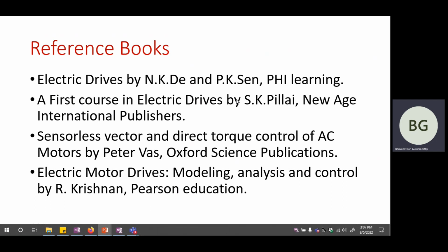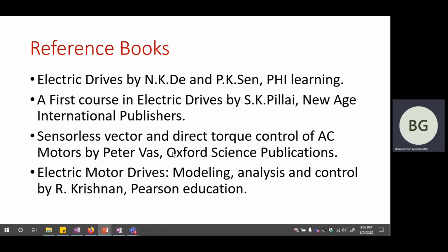There are many other books that are available. These two books, that is N.K. De and P.K. Sen's book, as well as S.K. Pillai's book, have a large number of problems worked out. So it will be quite useful for understanding the concept of electric drives.